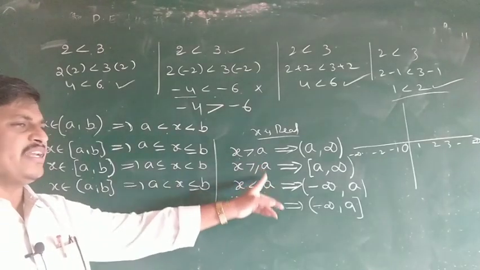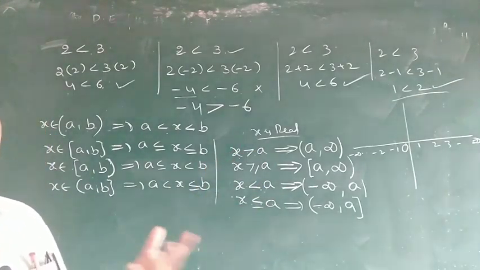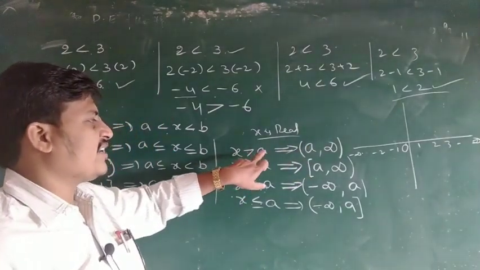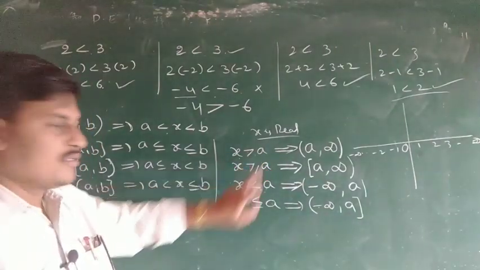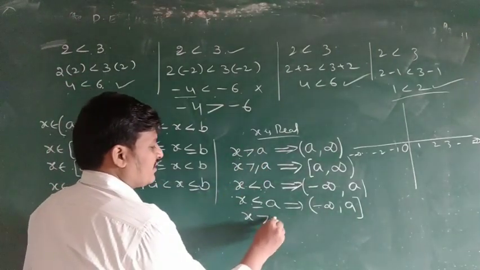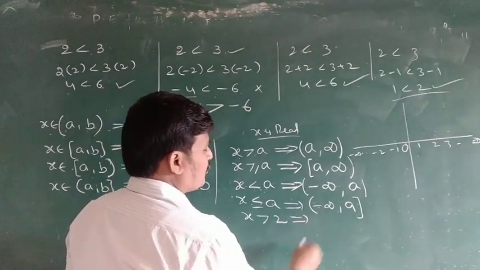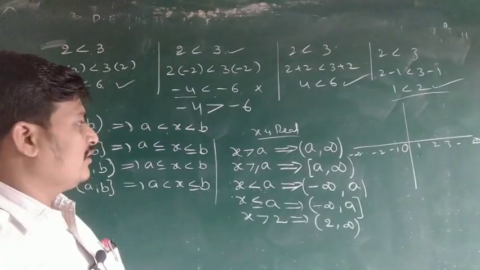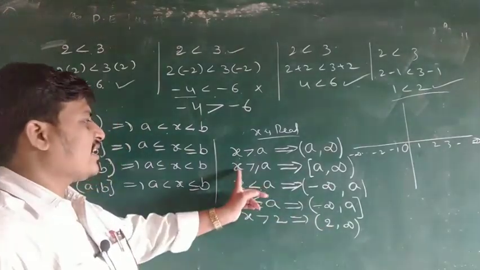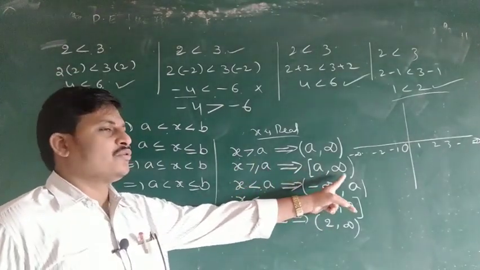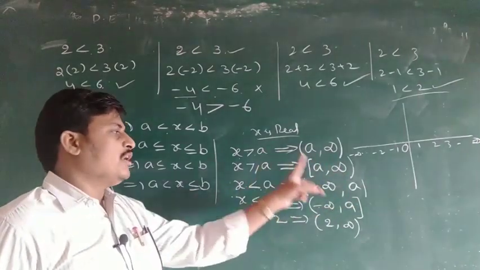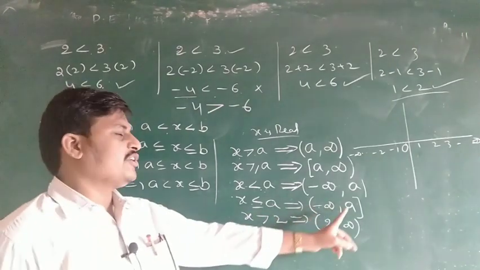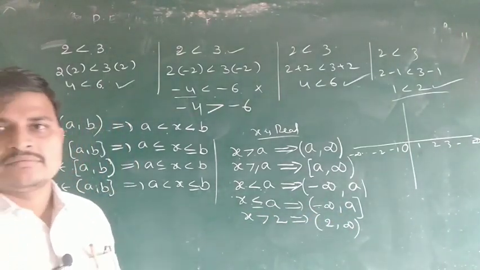So A means you can take any value: minus 1, 0, 1, 2, 3. For example, x greater than 2 means open interval 2 to infinity. A instead of 2 is the same. x greater than or equal to A is closed at A to infinity. x less than 2 is minus infinity to 2, open interval. x less than or equal to 2 is minus infinity to 2, closed at 2, with A standing for any number.